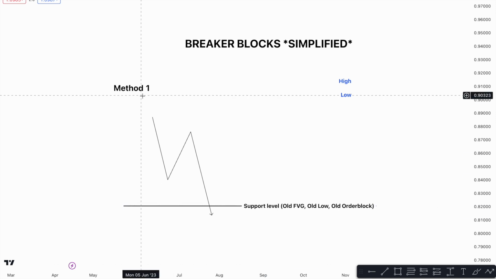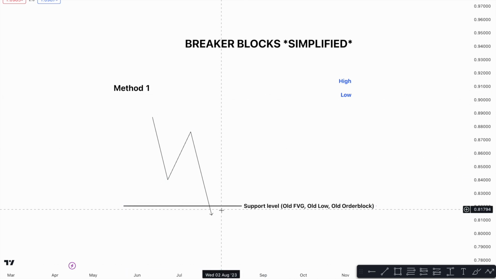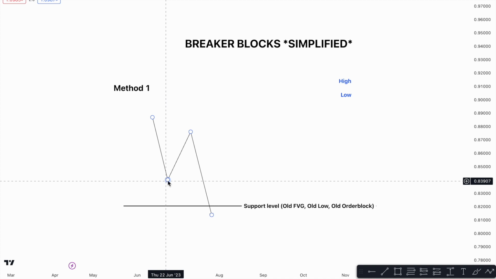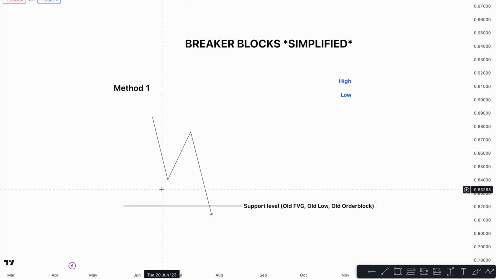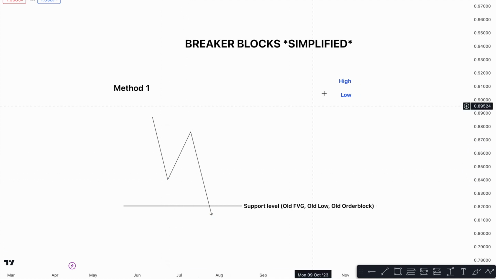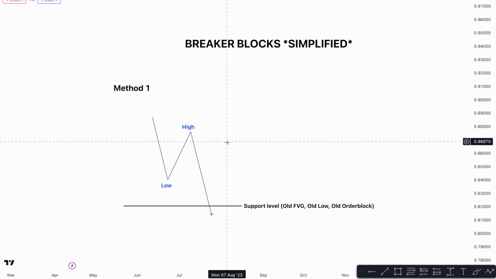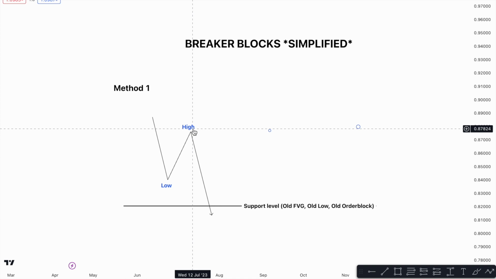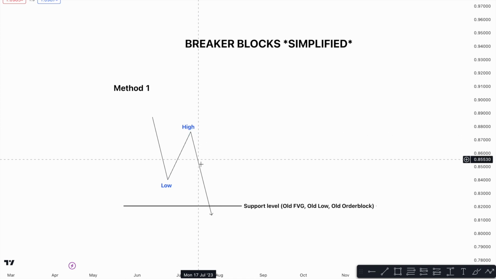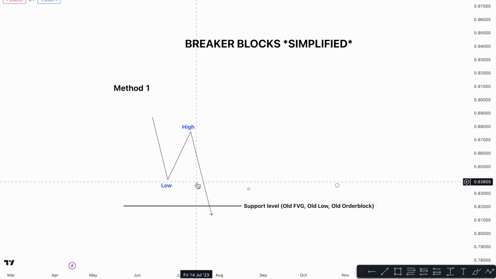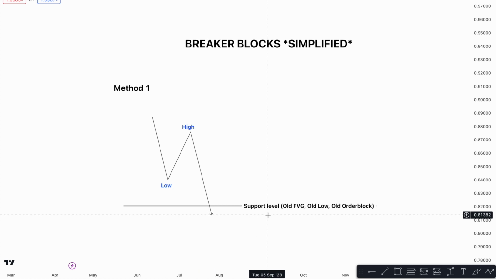So this is method 1, as you can see there. And what we're looking for is a low, a high, and a sweep of this low, right? So let's get our labels, put that here, put that there. So we've got a low, we've got a high. Now we're waiting for price to go and break this low, which it does there, and enter a support level.